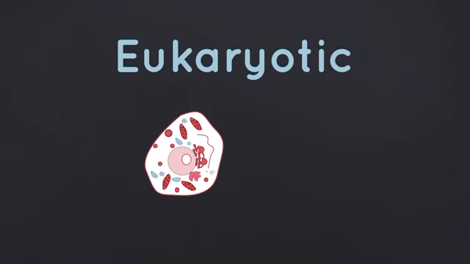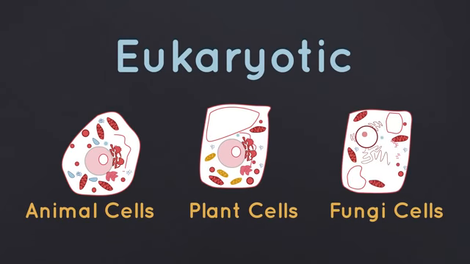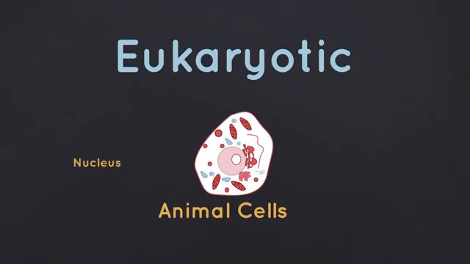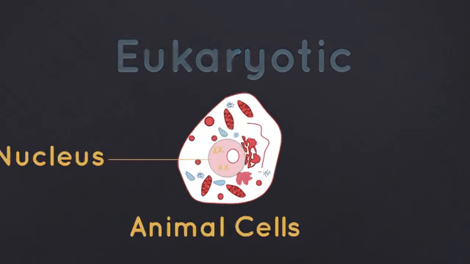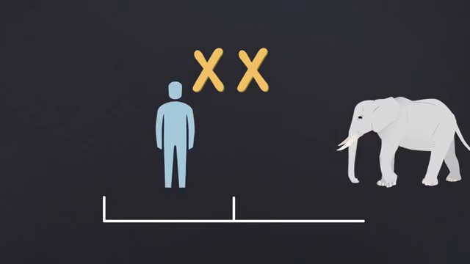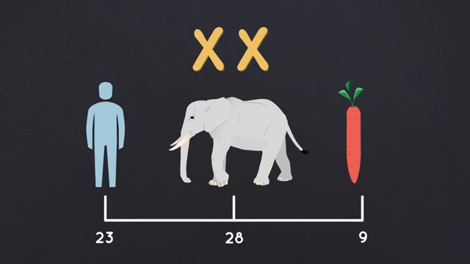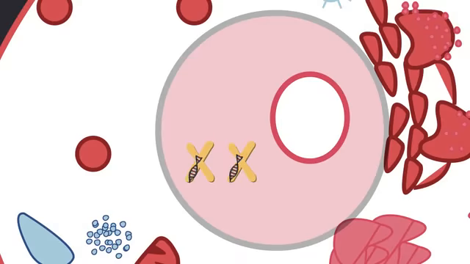Most cells are eukaryotic. Animal cells, plant cells, and fungi, etc. Inside eukaryotic cells, you have a nucleus. Within most nuclei, there are X-shaped chromosomes. Chromosomes occur in pairs, but the number of chromosomes change depending upon the species. Humans have 23 pairs, elephants have 28 pairs, and carrots have 9 pairs. DNA is found within these chromosomes.